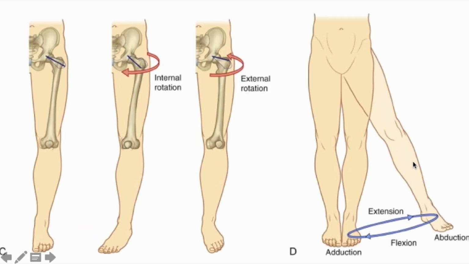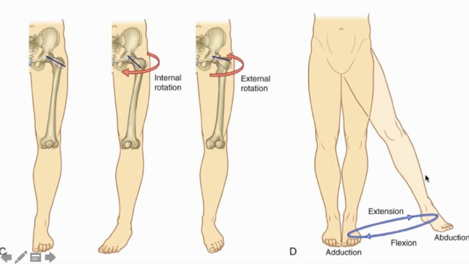Next, we have rotation. We have internal rotation, which moves the knee inward, and then we have external rotation, which moves the knee outward. Again, there are different sets of muscle groups that accomplish these ranges of motion. This figure is showing that if you move the leg in a circle, with the foot moving in a circular pattern, you're getting all four of those ranges of motion: adduction, extension, abduction, and flexion.